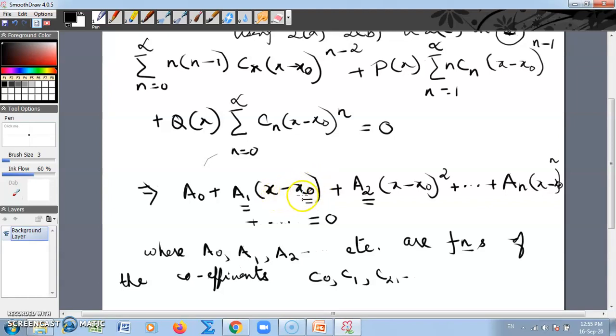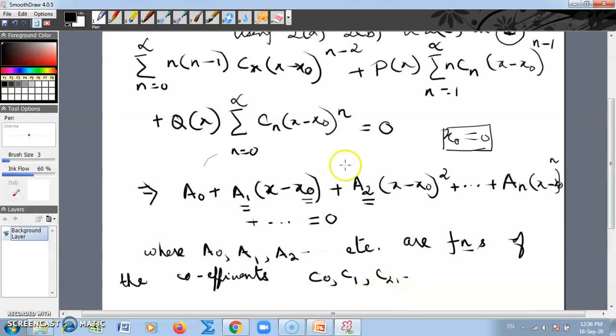Sometimes x0 may also be equal to 0. Most of the time we will have numericals where x0 is equal to 0. In that case, this becomes a1 x plus a2 x squared, because this is 0, plus a3 x cube. So most of the time we will do these kinds of equations. So this is the method.